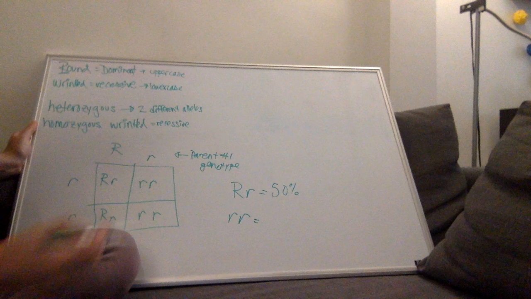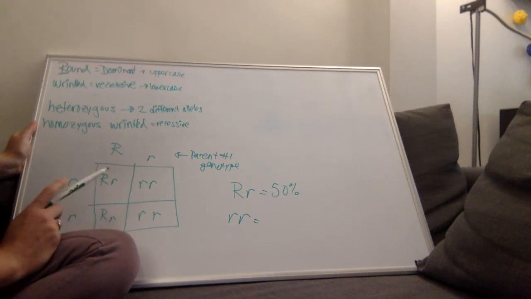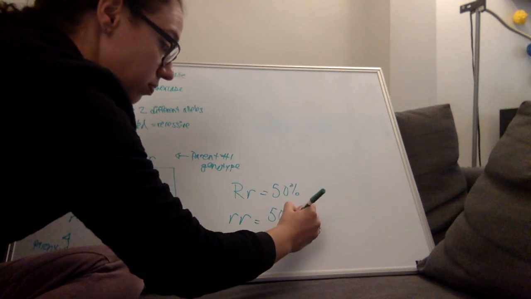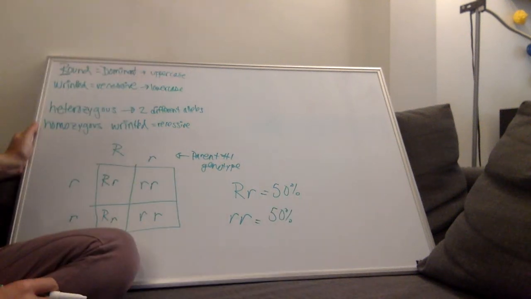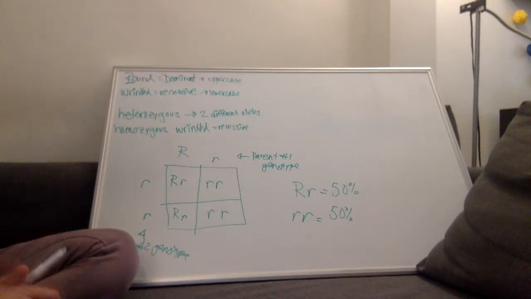That means our lowercase r is 2 out of 4, which is also 50%. Okay. Now what about our phenotypes? Someone remind us, what is a phenotype? You need to look back in your notes. Did you find it? I hope so.